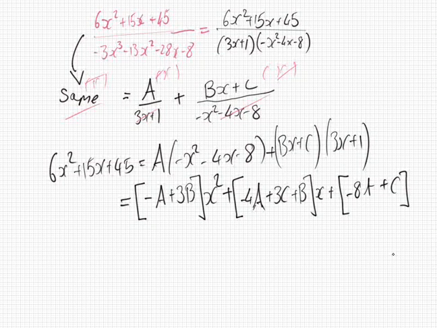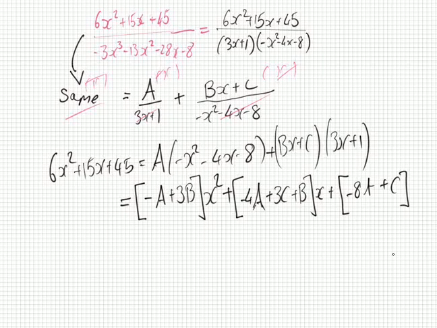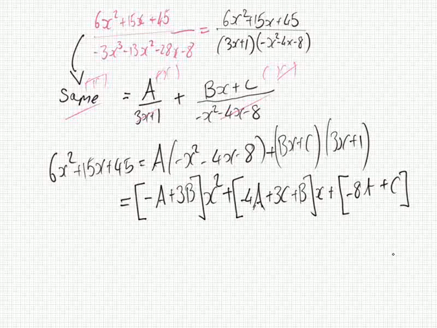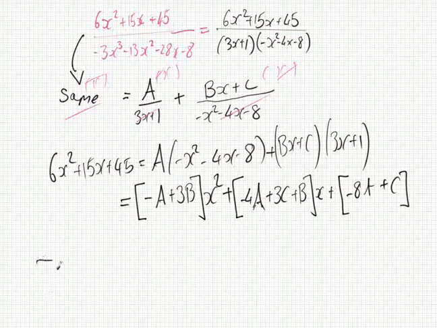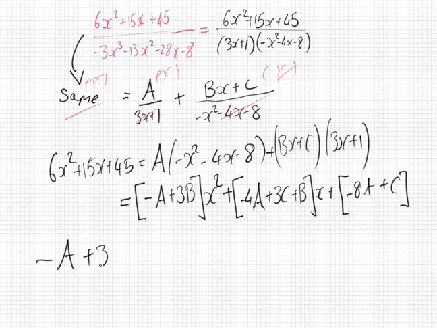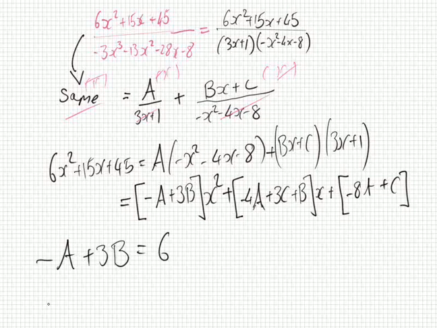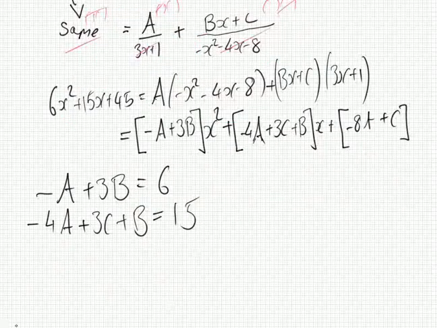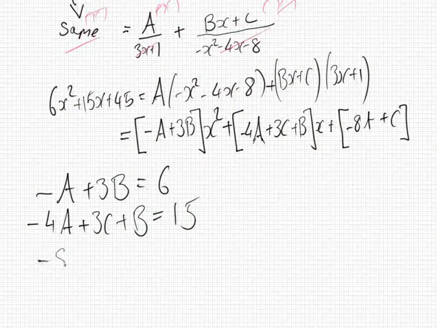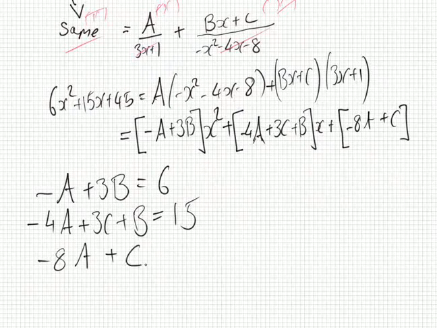Can I go on? So now I make my three equations. So what's my first equation? Minus a plus 3b equals 6. And then minus 4a plus 3c plus b equals 15. Good. And then my last one, just listen. Minus 8a plus c equals 45.